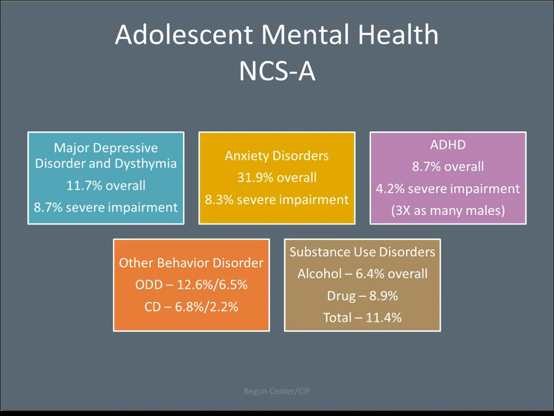So when they looked at substance use disorders and alcohol, they did not break it down into overall and then severe impairment because they said that, well, they're kids. Any level of use is not okay. So they kept that as the combined. And so, the total with drug and alcohol use disorder at some level, a little over 10%.